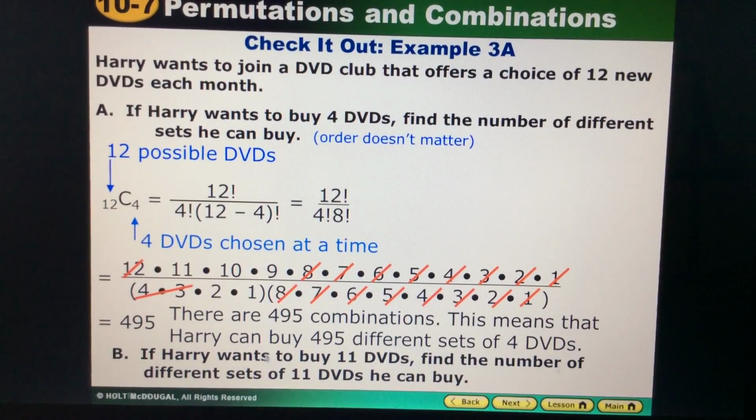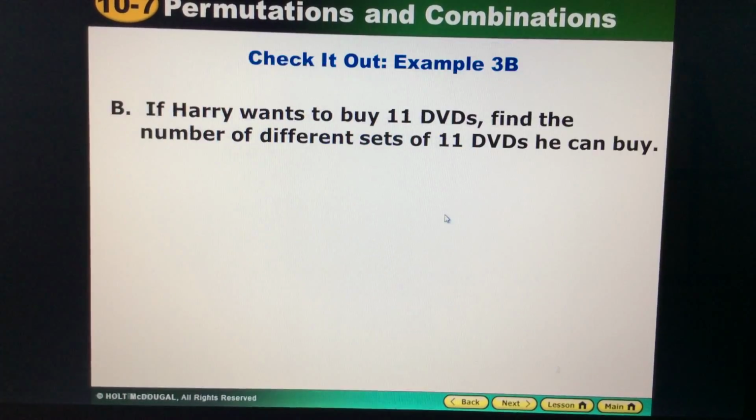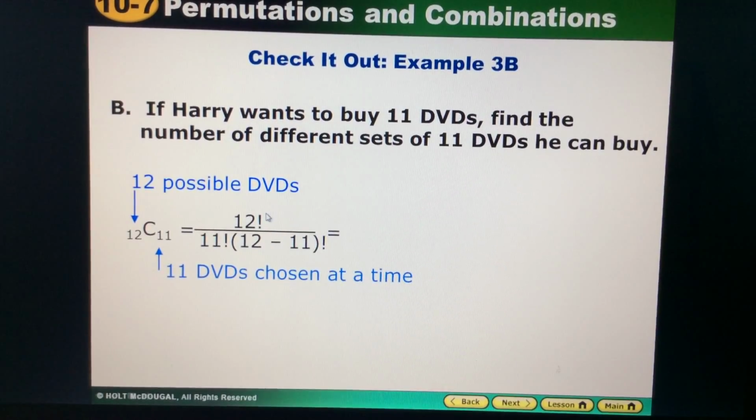All right, so B is if Harry wants to buy 11 DVDs, find the number of different sets of 11 DVDs he can buy. So now instead of buying 4, he's going to buy 11 of the 12. So that's going to be the combination of 12 things taken 11 at a time. So that would be 12 factorial over the quantity 12 minus 11 factorial, which is the permutation of 12 things taken 11 at a time. And then we got to divide it by the r factorial, which is 11 factorial.